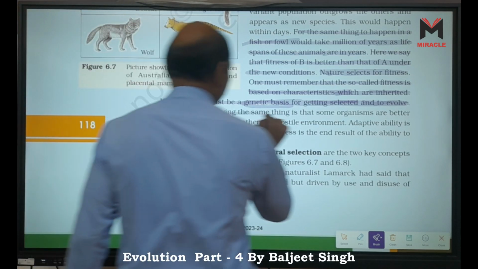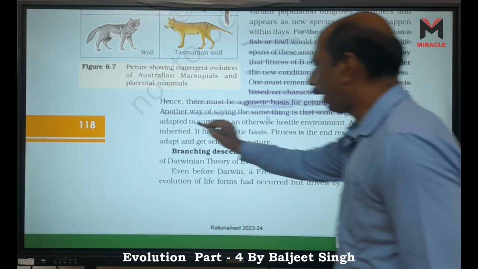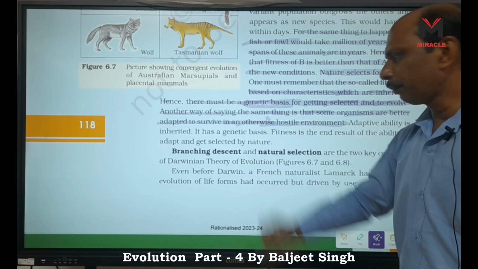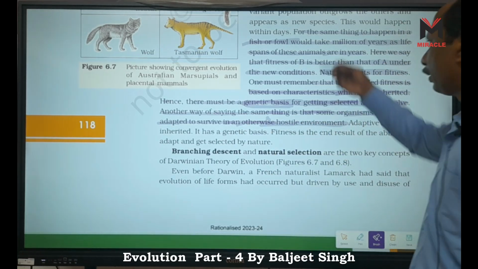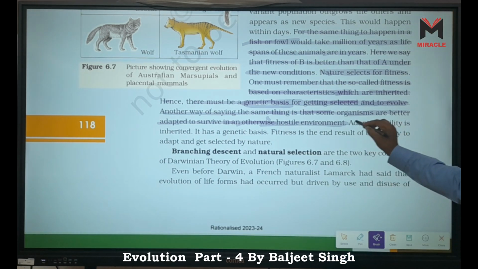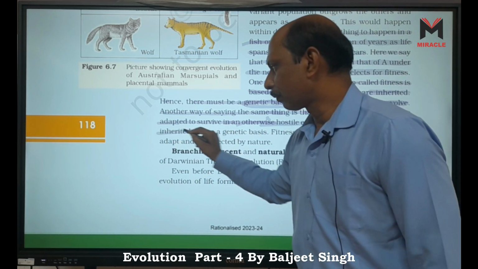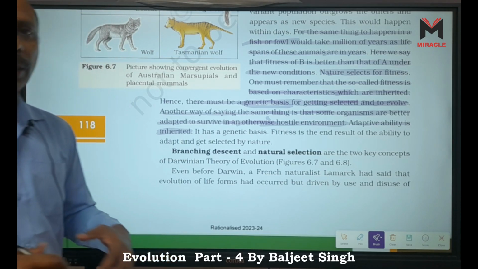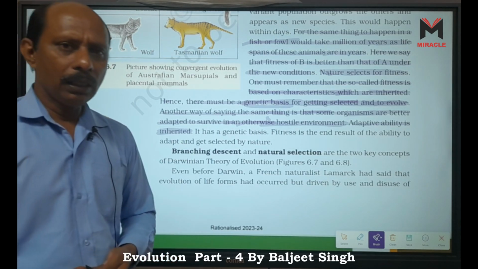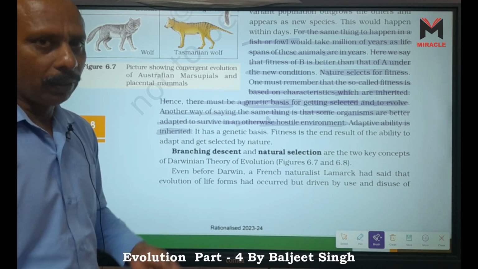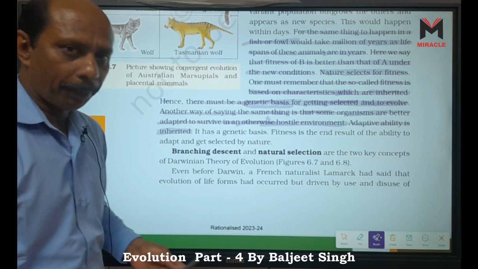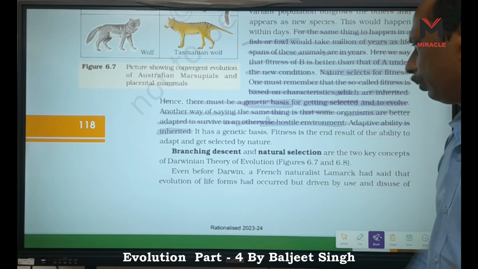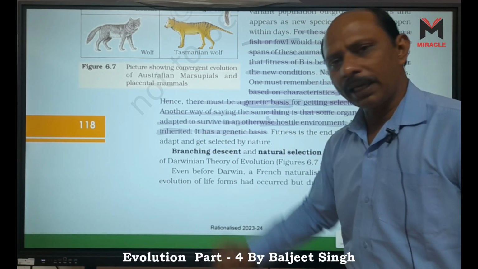Another way of saying the same thing is that some organisms are better adapted to survive in an otherwise hostile environment. Some are better than others, right? As for example here, B is better than A. Adaptive ability is inherited. Adaptive means adaptation, because here B adapts itself according to the new surroundings or new medium. So this adaptation is inherited, which means it is passed to the new offspring or new generation. It has a genetic basis. That's why it is called a genetic basis, right?